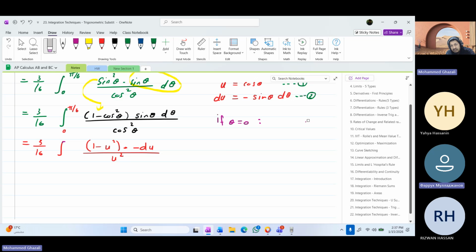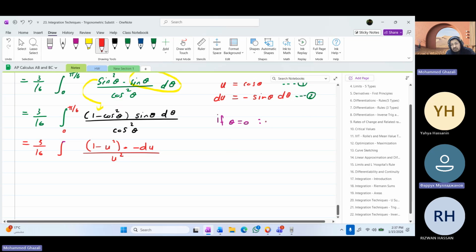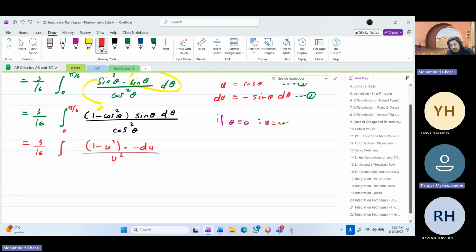Is that correct? It's 0, yeah. No, no, no. 1. Cos, sorry, 1. Yeah, equals correct. cos of 0 equals 1. So you're going to change it to 1. And if theta equals pi by 6, then u equals cos of pi by 6.